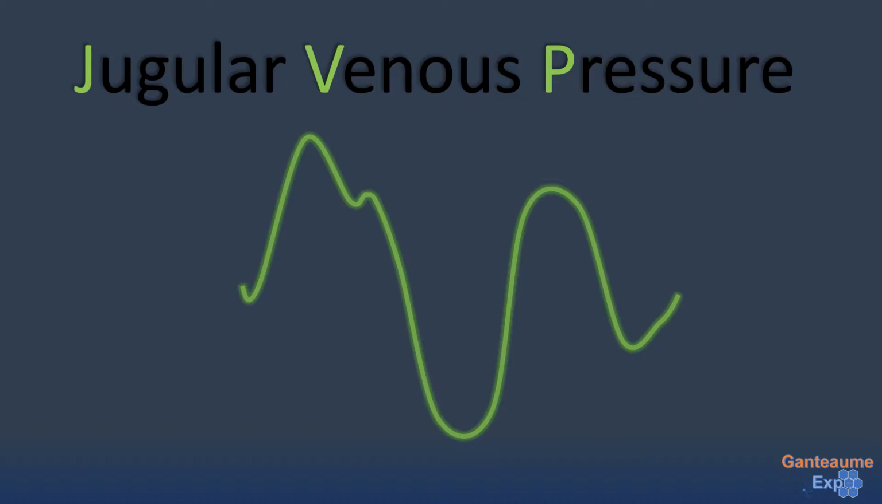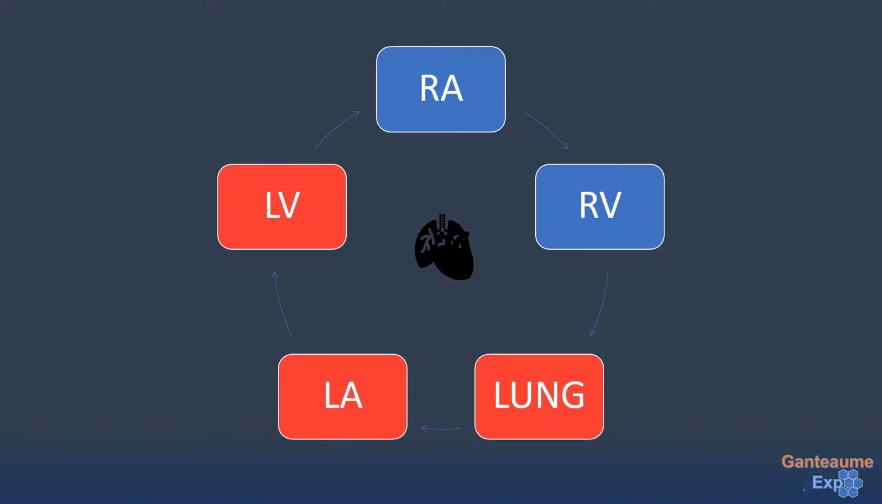Today, we're going to discuss the JVP waveform. Here's a general cardiac cycle, and the main focus is the right side of the heart, since the pressure in the jugular vein is directly related to the pressure in the right atrium, and also indirectly related to the pressure in the right ventricle.